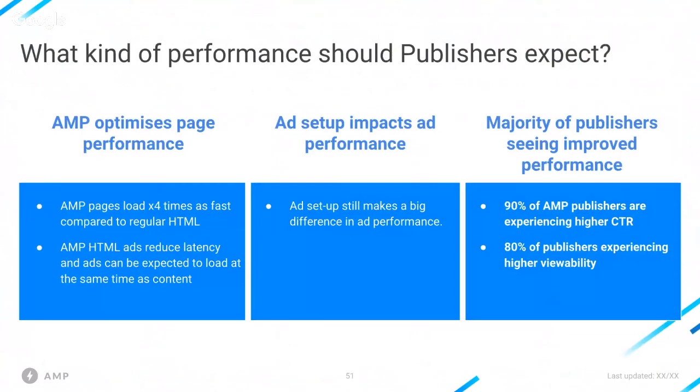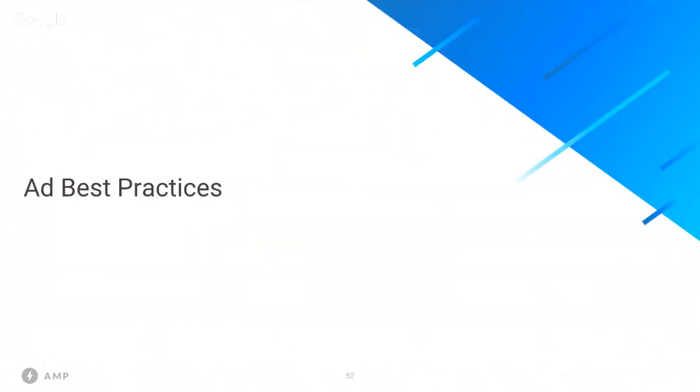So what can publishers expect in terms of monetization? I'll be very honest and say it depends. It depends on how you set up your ads. And the good news is that the majority of publishers are seeing improved performance after implementing AMP. 90% of publishers that use AMP see a higher CTR and 80% experience higher viewability. Again, it depends on how you optimize your AMP pages and the monetization. Of course, most of you will ask, so Jenny, how do we make sure that we optimize our ads on AMP? Let me walk you through a couple of best practices.